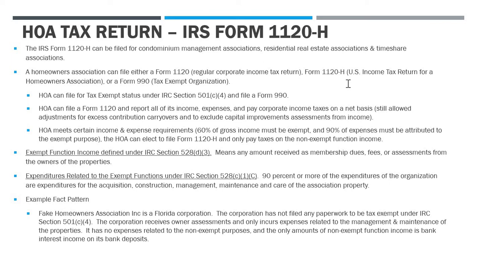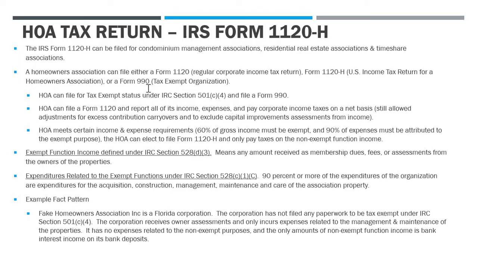This is a specific Form 1120 variant for homeowners associations, right? Form 1120 has a couple of variants. There's ones for RICs, life insurance companies, property and casualty companies, DISCs. So there's a lot of options for Form 1120, and Form 1120H is one of them. And then the third one is a nonprofit or tax-exempt return, Form 990.